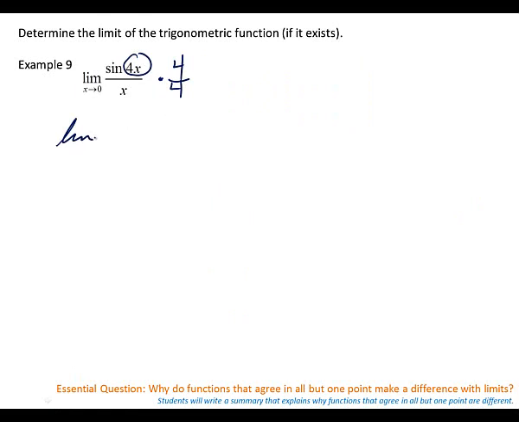So I've got the limit as x approaches 0. I'm going to split it up a little bit. I've got 4 times sine of 4x over 4x. So what does that limit approach? 1. Okay, and so what's left behind? 4.